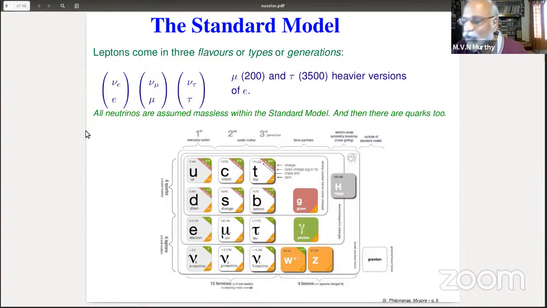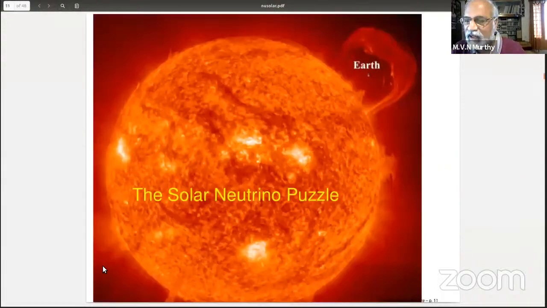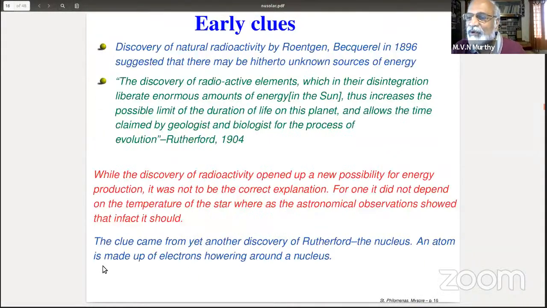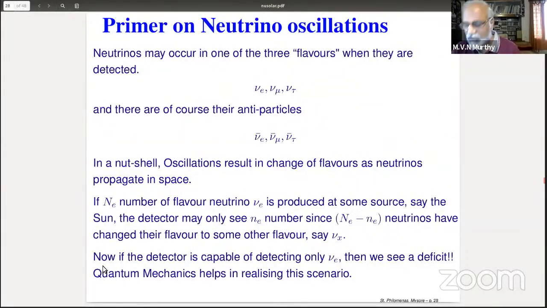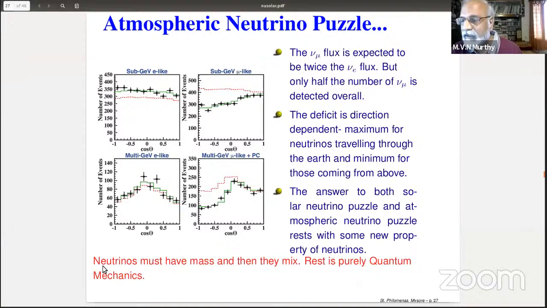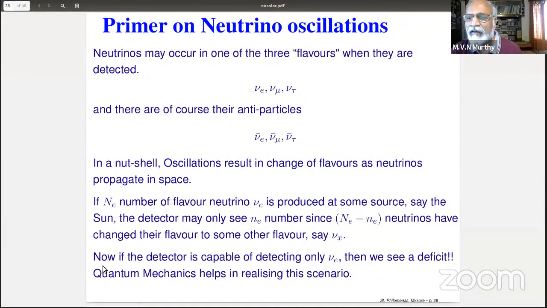So we are now going to go beyond the standard model. All the properties that we are going to talk about now will involve properties which are not contained in this nice cartoon of the standard model. So let me go back to where we were yesterday. We completed the solar neutrino problem and the atmospheric neutrino problem, and I said that today we will talk about a solution to all these problems.